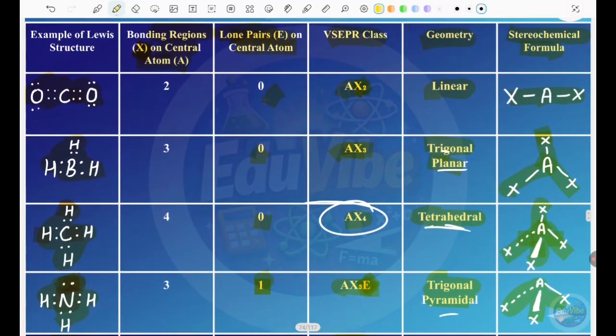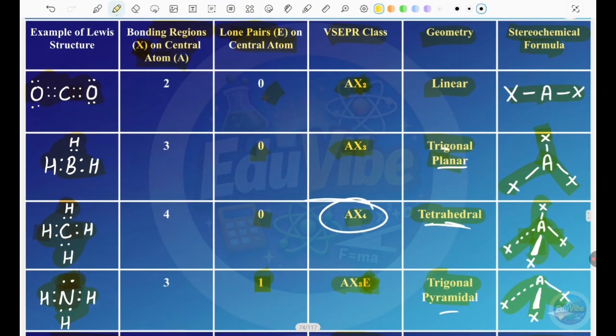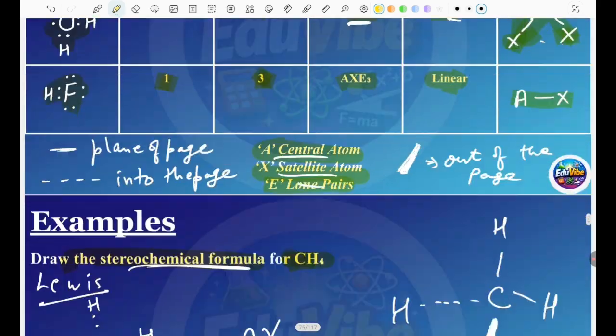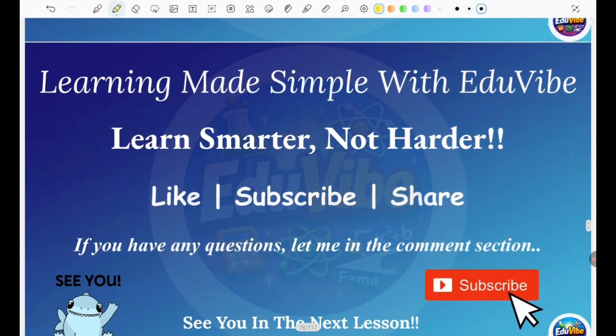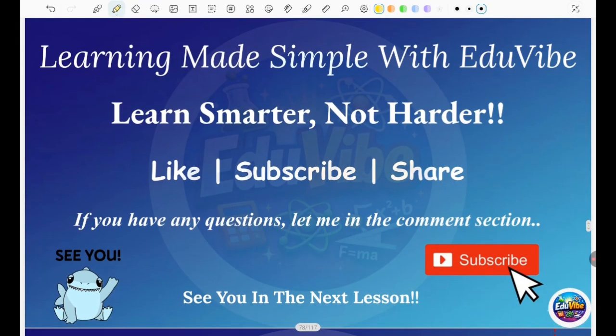In a separate video we will learn how we can make that VSEPR table so easily. We will discuss this in upcoming videos. So that's all for this lesson. We learned what VSEPR theory is, and how we can make stereochemical formulas.